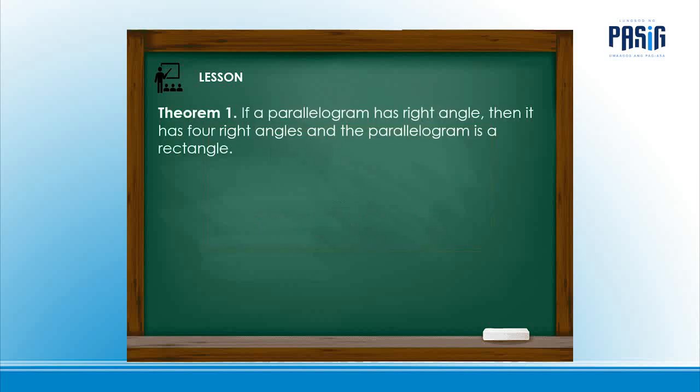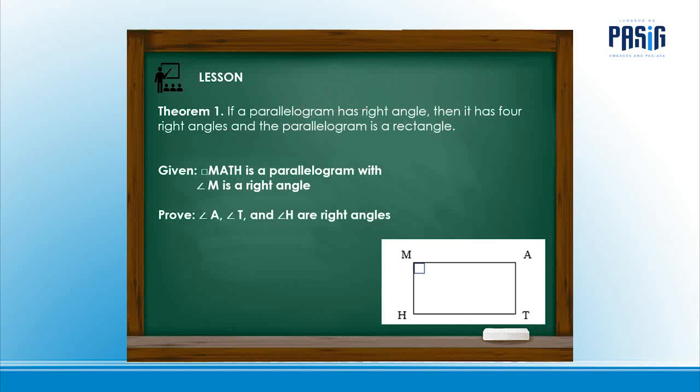Theorem number 1. If a parallelogram has right angle, then it has four right angles and the parallelogram is a rectangle. Given quadrilateral MATH is a parallelogram with angle M is a right angle, prove that angle A, angle T, and angle H are right angles using the given figure.